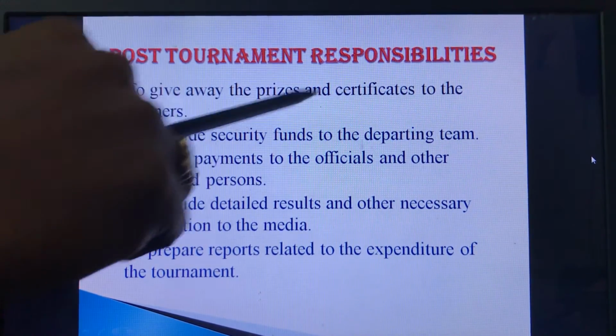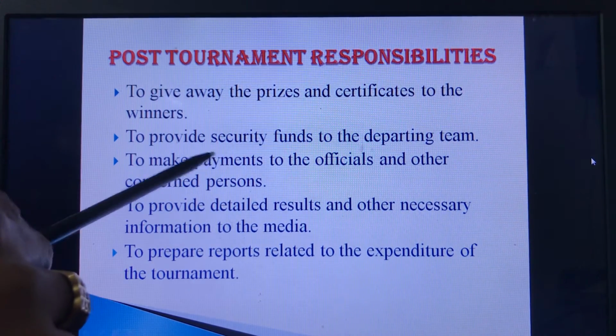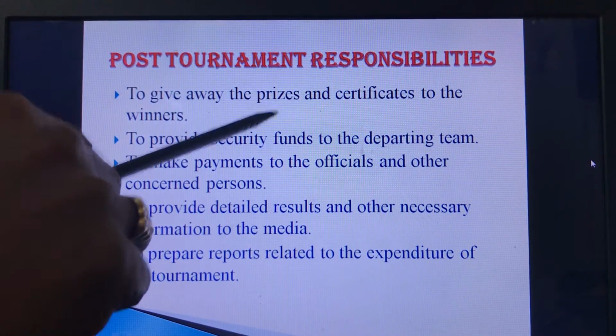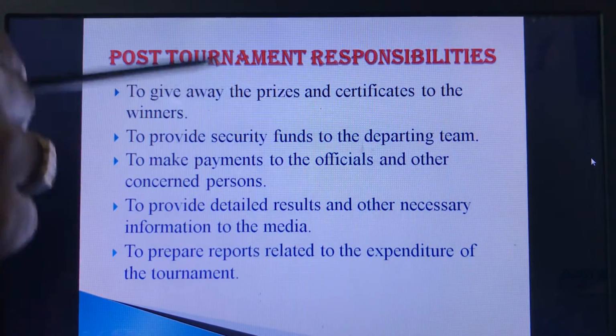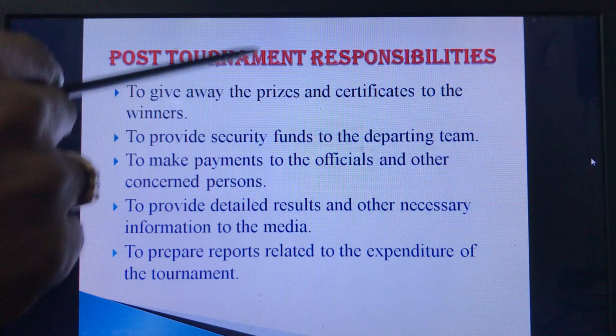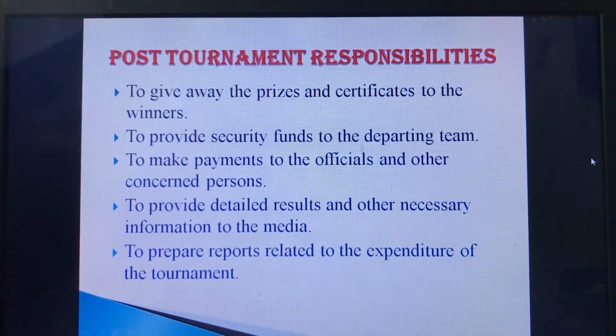When they get all the certificates and medals on the spot, they will be so happy. And we should not tell them, you come and collect it later. That is not at all a good quality. We have to give it properly. That is why we have to arrange everything. But it will come in the pre-tournament responsibilities: arranging prizes and certificates. Then only we can give it on the particular day.